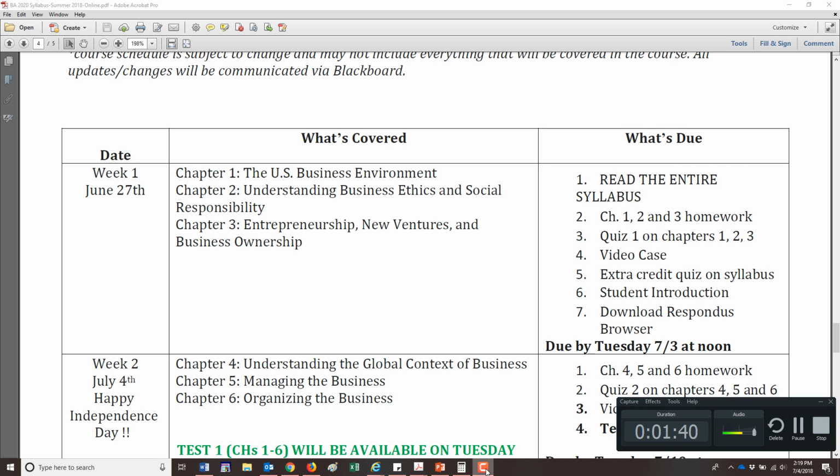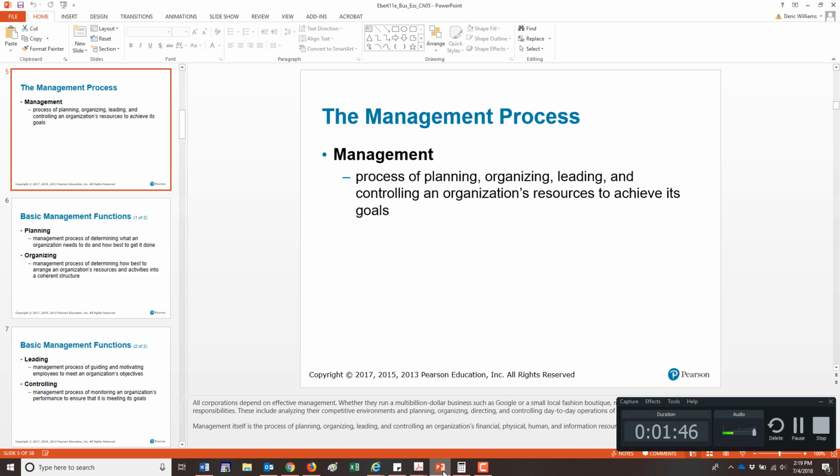Chapter 5 looks at managing the business, the function of management, the primary function. So management defined is the process of planning, organizing, leading, and controlling the organization's resources to achieve its goals. Those are the 4 functions of management that the book focuses on. Depending on which book you read, you may see a 5th function, staffing. When you're looking at resources, that doesn't just include money, equipment, it also includes people.